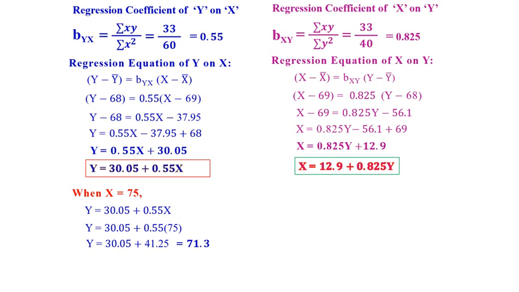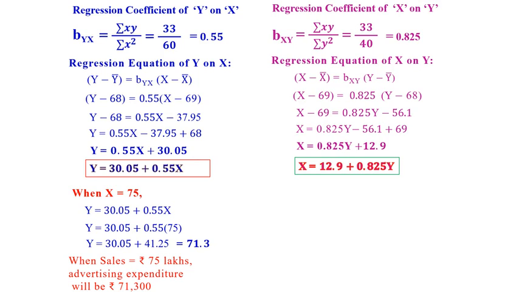When sales becomes 75, advertisement expenditure becomes 71.3. That means if sales is 75 lakhs, advertisement expenditure will be 71,300 rupees. So write the interpretation: when sales equals rupees 75 lakhs, advertisement expenditure will be 71,300 rupees.